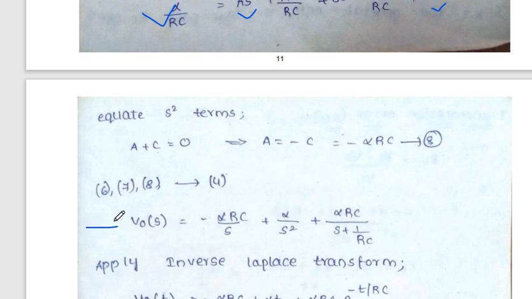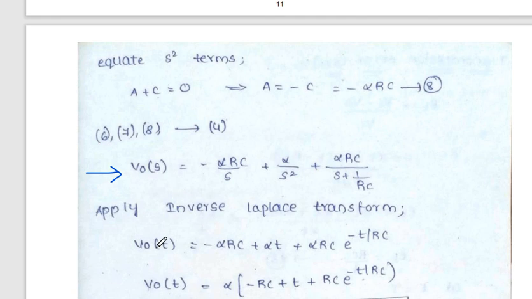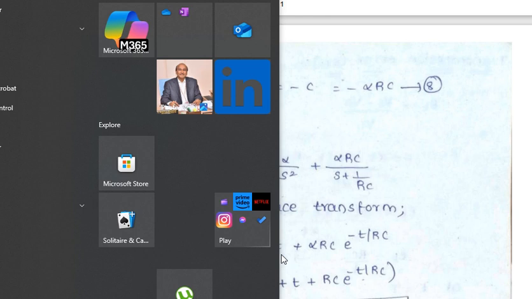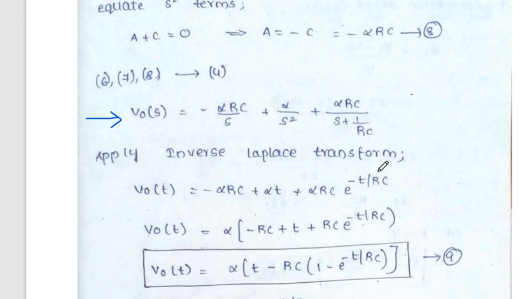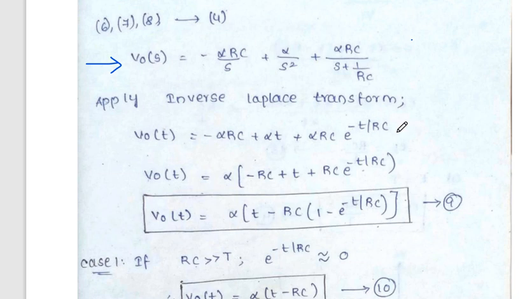Now apply the inverse Laplace transform to this equation. Therefore V naught of S inverse Laplace transform is V naught of t, that is equal to minus alpha RC into 1 by S, whose inverse Laplace transform is 1, plus alpha into 1 by S square, whose inverse Laplace transform is t. Similarly, alpha RC into 1 by S plus 1 by RC, whose inverse Laplace transform is e power minus t by RC.